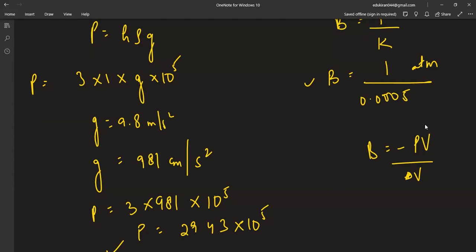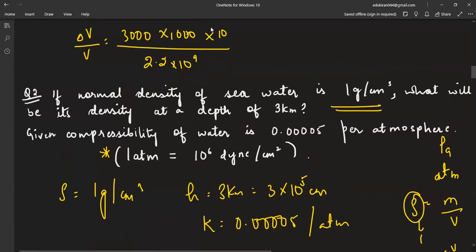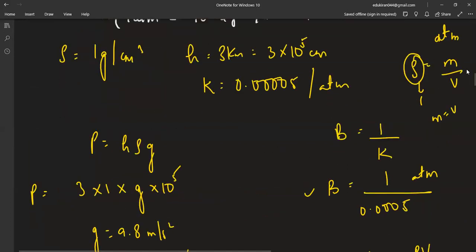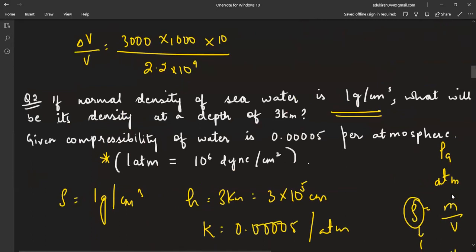Ma'am, after finding delta V by V, how do you find density? See, when I was saying that density is already mentioned, it is saying the normal density of seawater is given. What will be its density at a depth of 3 kilometers? When we use the formula density is equal to mass by volume, here you get density is 1 gram per centimeter cube. So volume and mass will be the same. From here we are getting the volume, and that new volume will actually be equal to the density itself.